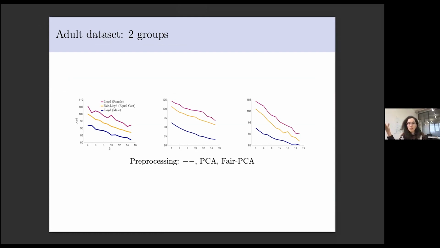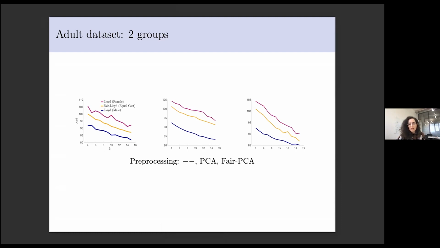Okay, so before talking about how our results can be generalized to multiple groups, let me show you how we perform in practice. So let's get back to this example of the adult data set. Remember that the x-axis is showing the number of clusters, and the y-axis is showing the average k-means clustering cost. Here I'm first applying some pre-processing on the data that is common in practice. The left figure is showing no pre-processing on the data. The middle figure is showing using principal component analysis, which is very common before using k-means.